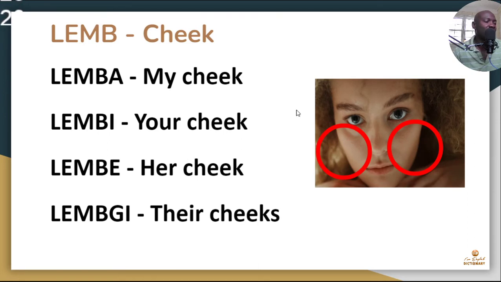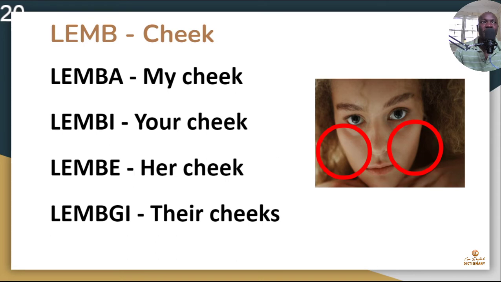Cheek or limb. Limb is a cheek. Limba, my cheek. Limbi, your cheek. Limbe, her cheek. And limbgi, their cheeks.